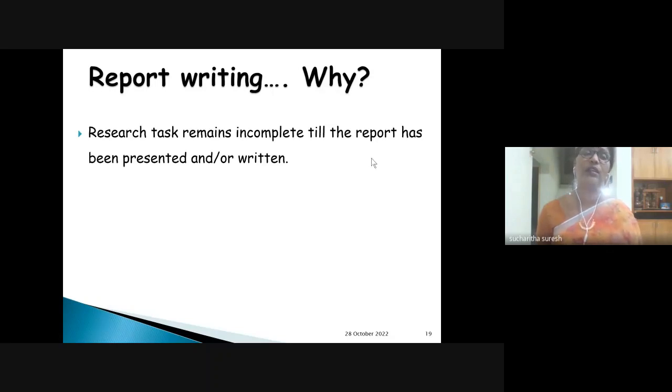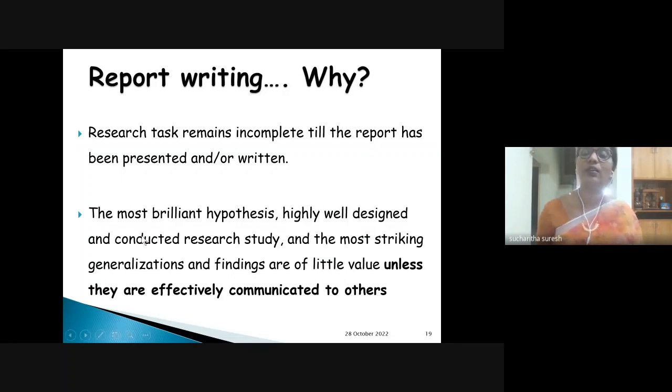Why report writing? The research task remains incomplete till the report has been presented or written. The most brilliant hypothesis, or a highly well designed and conducted research study, and the most striking generalizations and findings are of little value unless they are effectively communicated to others. Unless they are effectively communicated, it will not become knowledge. So we have to make a little effort to communicate this to the readers, so that people get benefited from your suggestions and from your study.